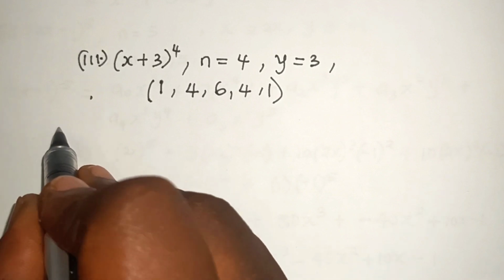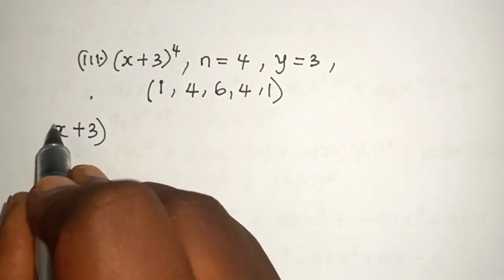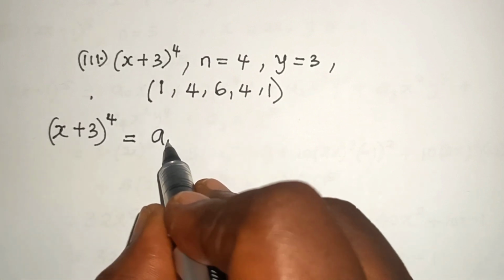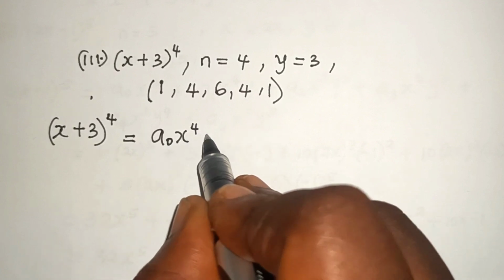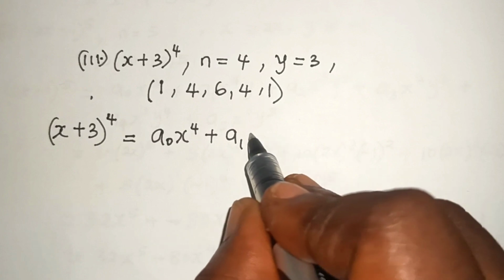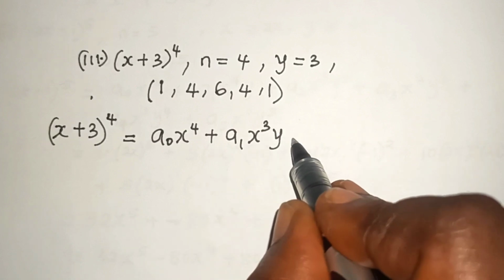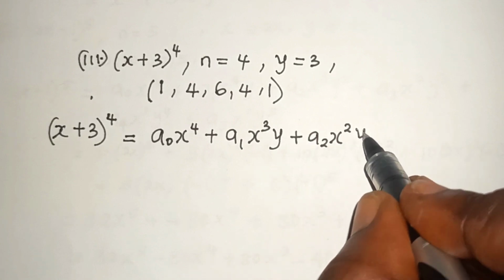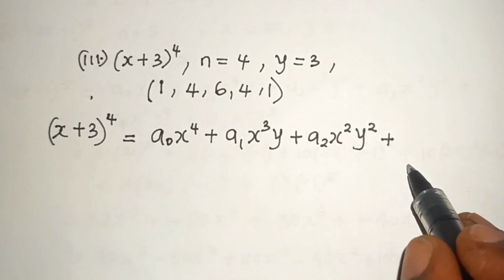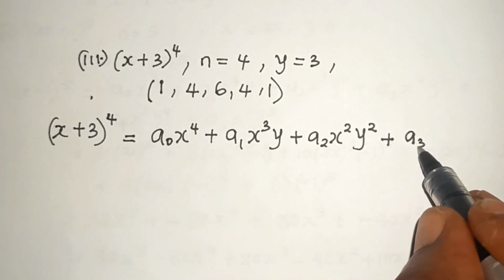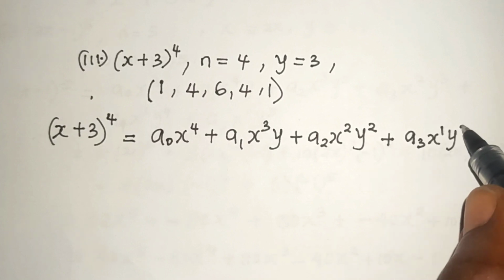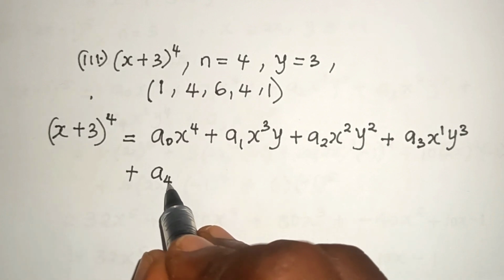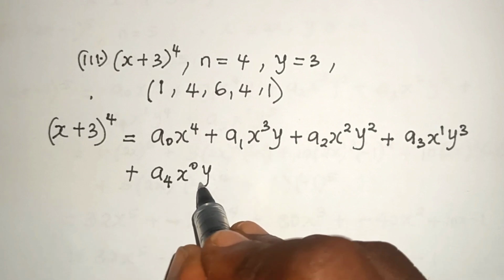Alright, so the expansion is (x + 3) raised to power 4 is equal to a0 x^4 + a1 x^3 y + a2 x^2 y^2 + a3 x^1 y^3 + a4 x^0 y^4.